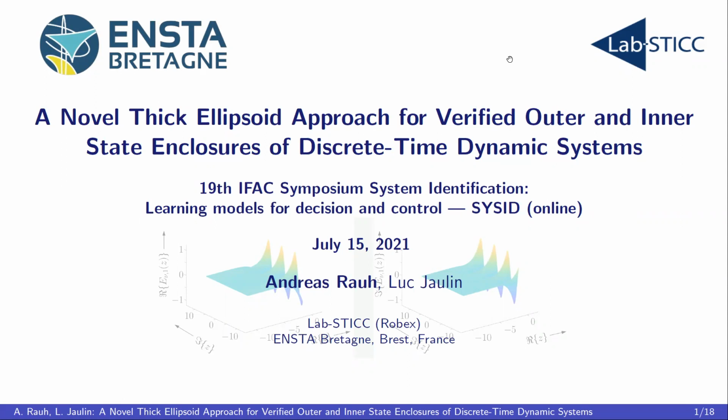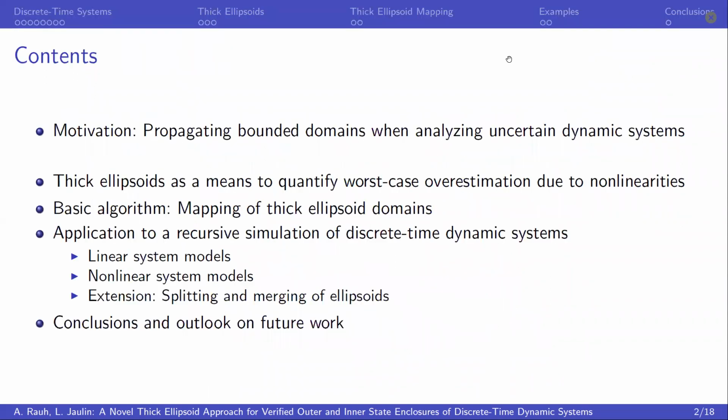At the beginning of this presentation, I'll provide you with a motivation how to propagate bounded domains of uncertainty through nonlinear dynamic system models, which are described in a discrete-time form. As a novel contribution, we'll show thick ellipsoids, which provide a means to quantify the worst-case overestimation resulting from nonlinearities when mapping bounded domains from one time step to another.